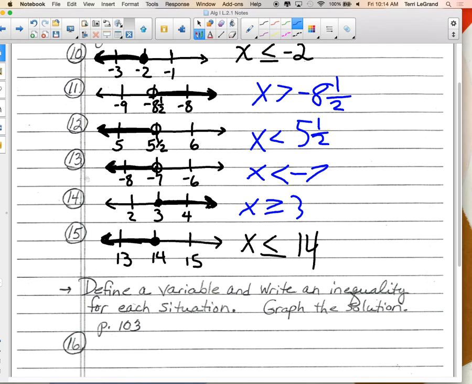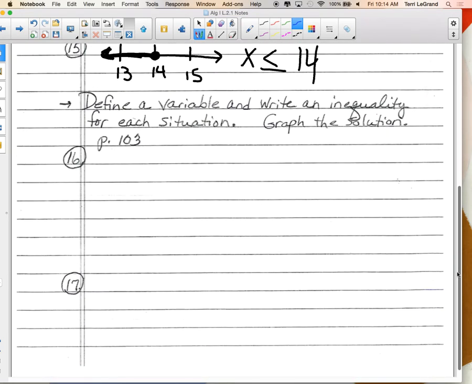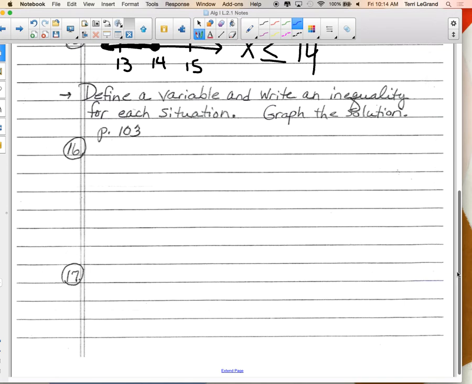Okay, good job. Then let's move on to the last thing that we're going to practice together here. Define a variable and write an inequality for each situation and graph it. So it looks like we're jumping now to number 16. There must be at least 20 club members present in order to hold a meeting. Well, guess what I'm going to insist you do when you pick a variable for an unknown in a word problem. Explain it. So, what variable do you want?